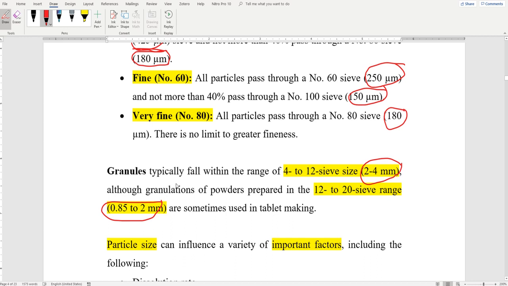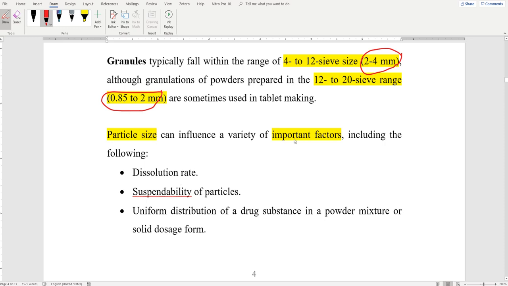But here, just to allow you to imagine how granules are usually larger than powders. So the question is, we are talking now about the particle size of powders. What is the importance of particle size? What does it affect? Why do manufacturing companies need to control particle size? What is the reason for that?